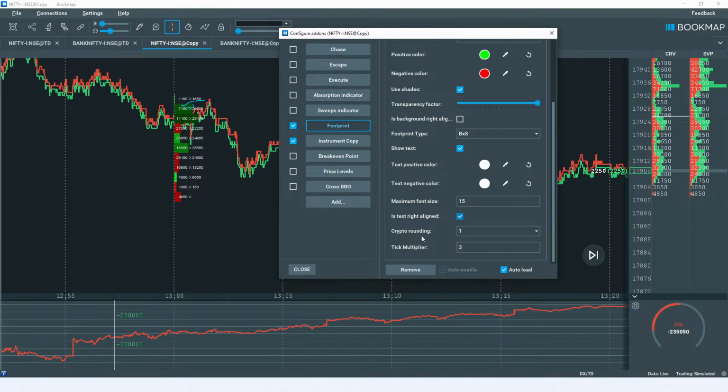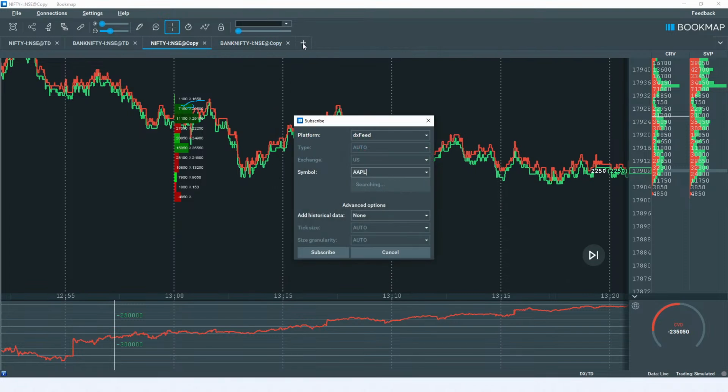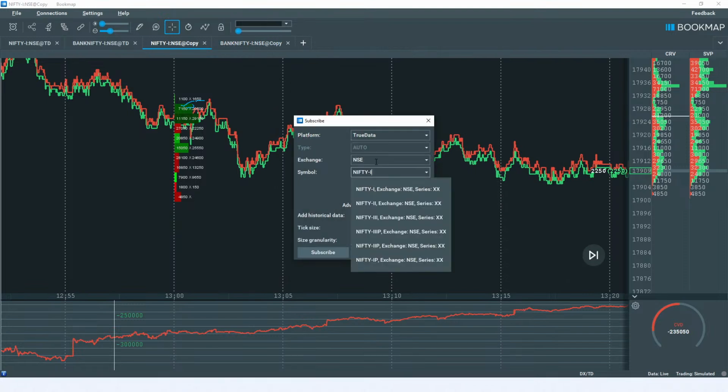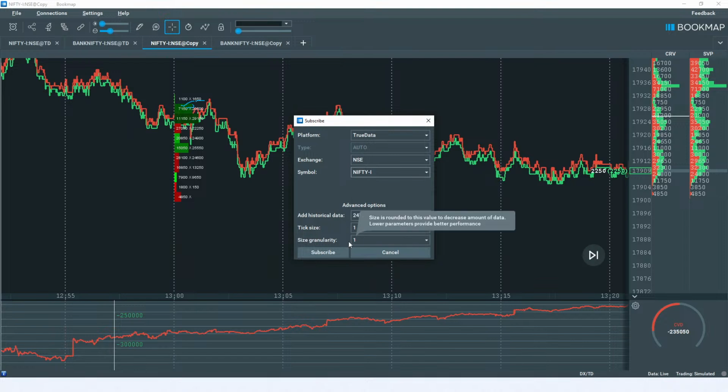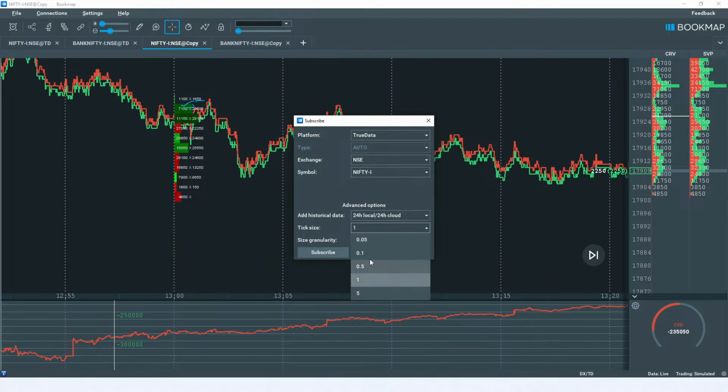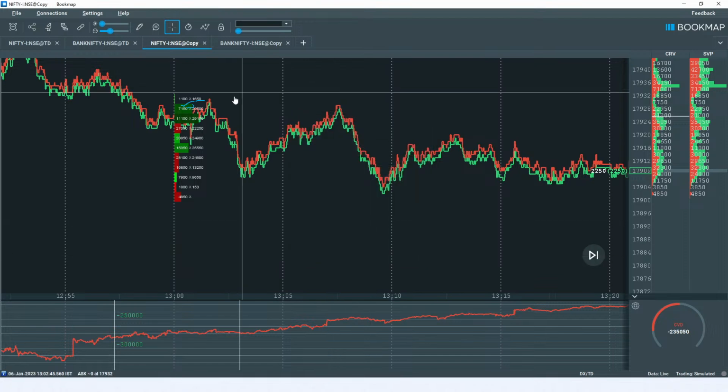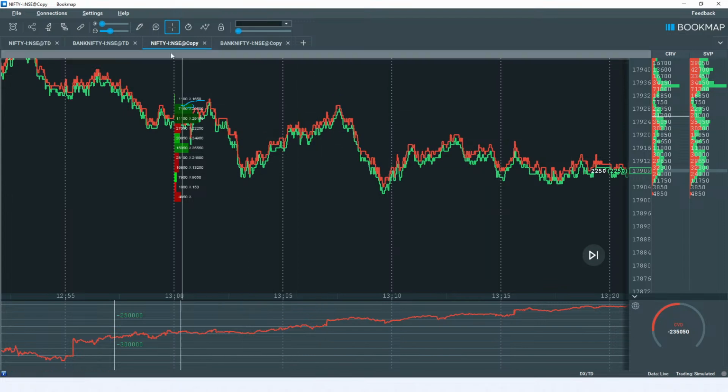Then comes critical information. Crypto rounding, I'm not changing anything over there. Tick multiplier is an important, critical parameter that we need to have control on. This is nothing but the price range that we want to keep. For example, when I am subscribing to an instrument, assume I want to subscribe to any new instrument, it will ask for a tick size. You can see 1.5, 0.1. Make sure that if you want to use the footprint, give it as 1. 1 means 1 point movement. So right now the subscription is selected with a 1 point tick size.